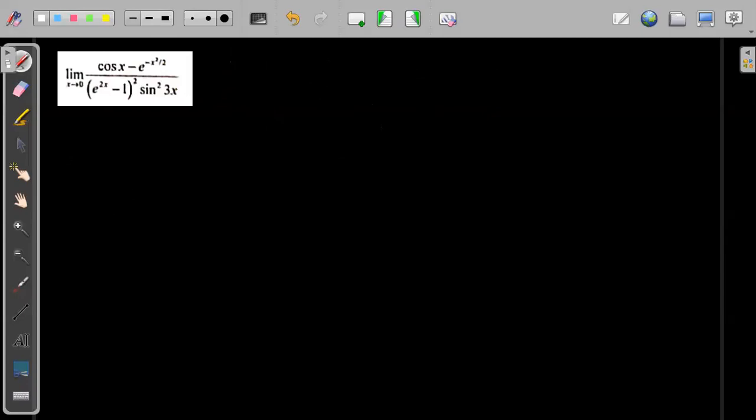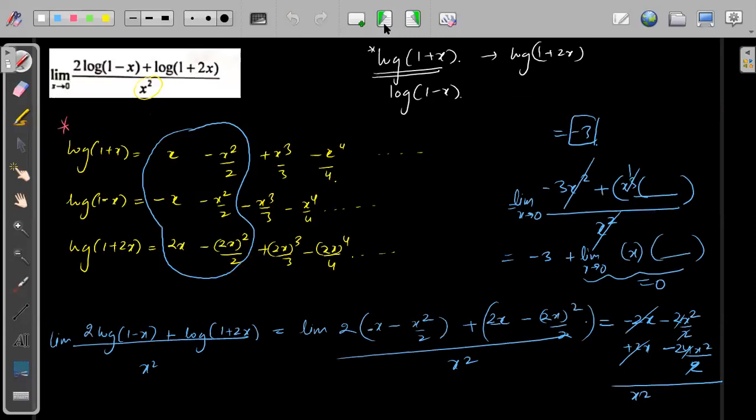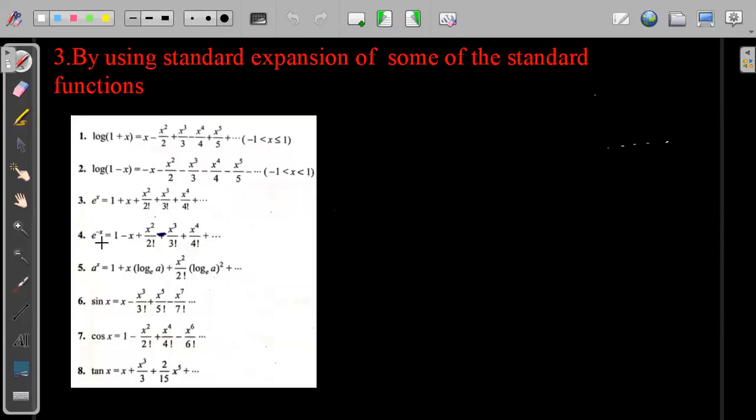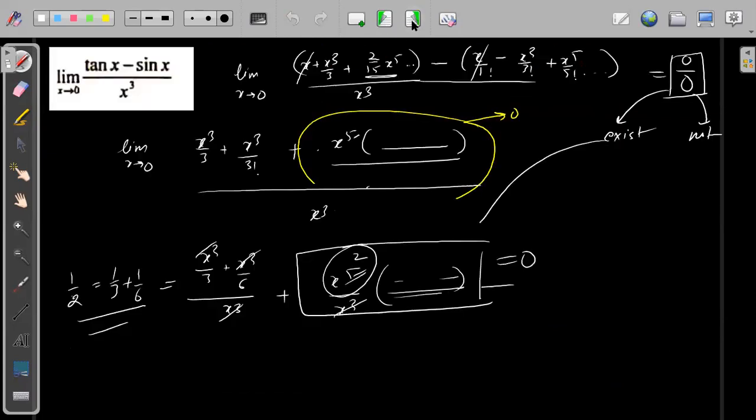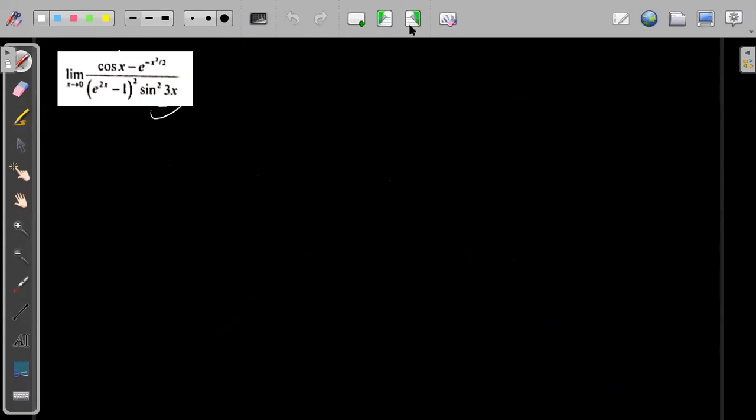Fine. So the cos x expansion we know, the sin 3x expansion we know, and e to the power x. Let's see what the e to the power x expansion was. It was simple: e to the power x is 1 plus x plus x square by 2 factorial plus x cube by 3 factorial and so on. We will use that part only. We will have only one thing to remember, this part. So we will write the expansions separately.